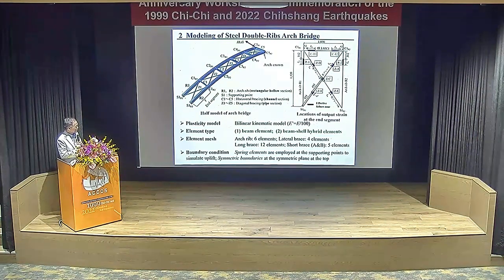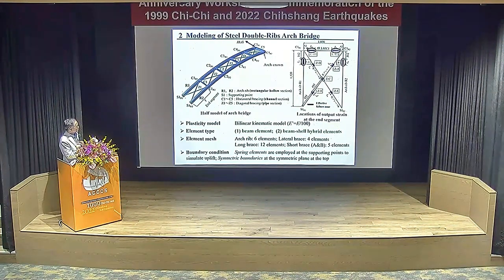We use the bilinear kinematic model for this analysis, and first we use the beam elements. That's a fiber model, and to better consider the effect of local buckling, we also use the hybrid elements, B elements, and sometimes in some locations we use the shear elements.